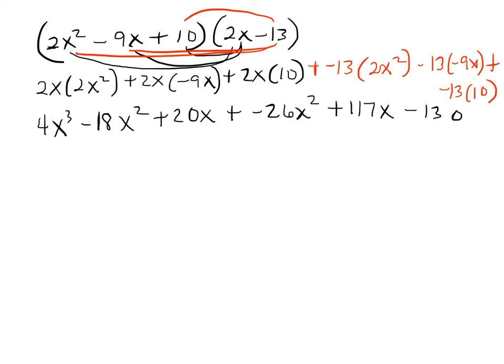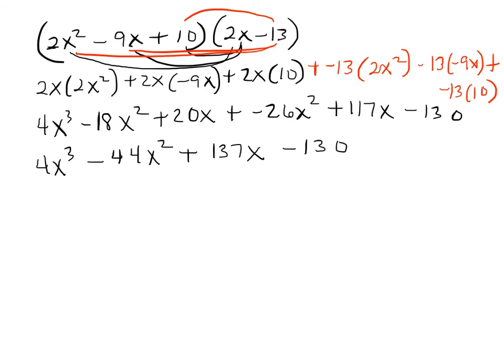Finally, I need to combine like terms. I have 4x to the third. And then I have negative 18x squared and negative 26x squared, so I end up with negative 44x squared. My x's, I have 20x and a positive 117x, and I'm going to add those two together and get plus 137x. And then finally I bring down the negative 130.